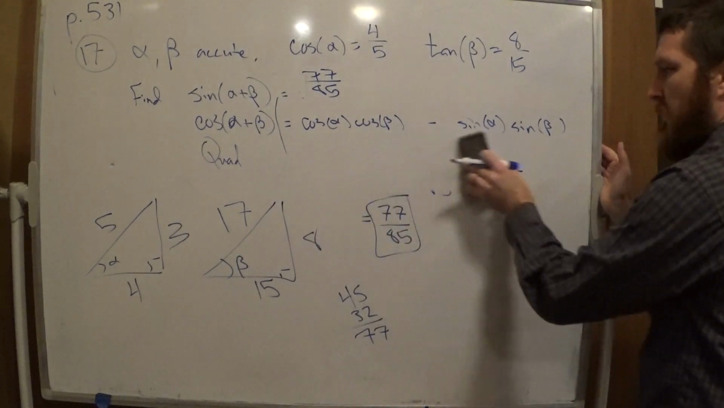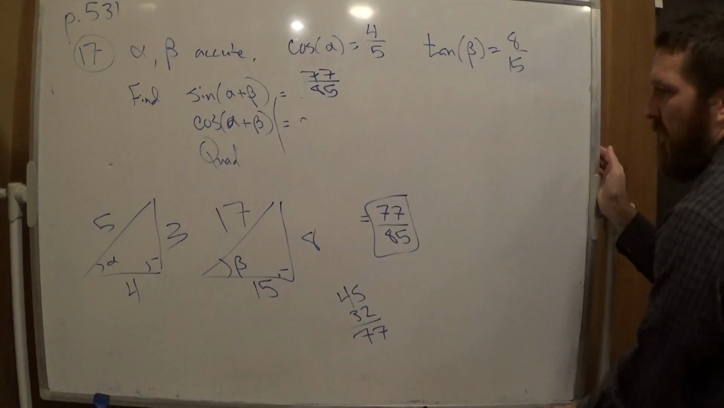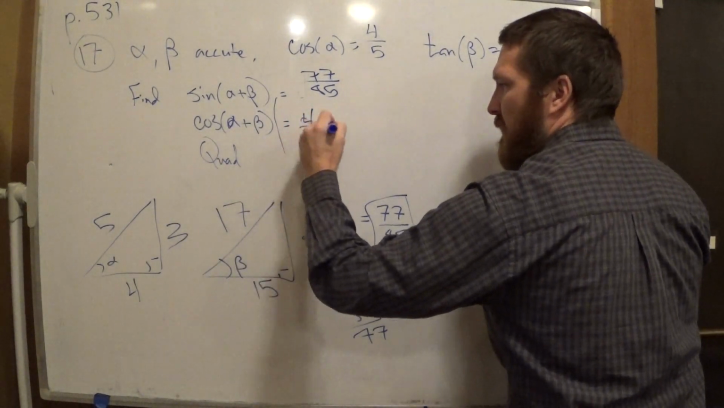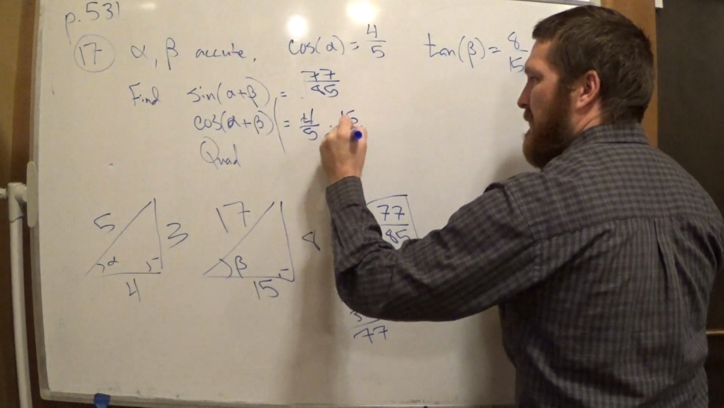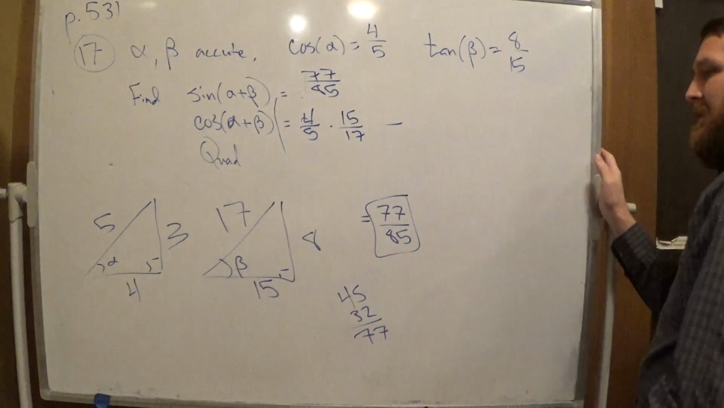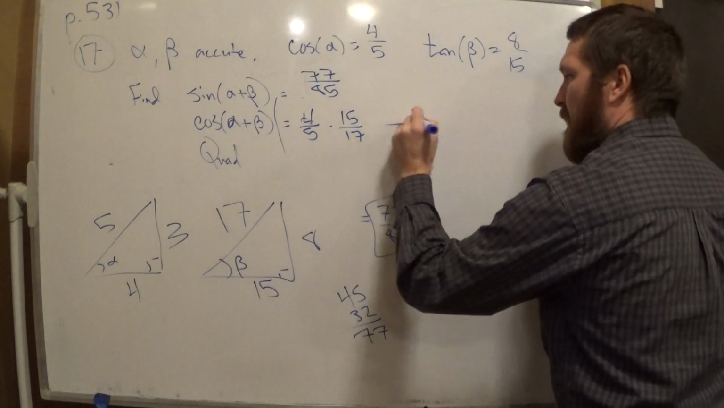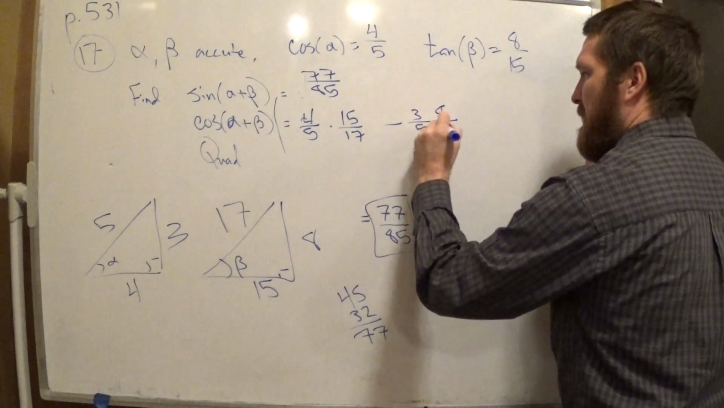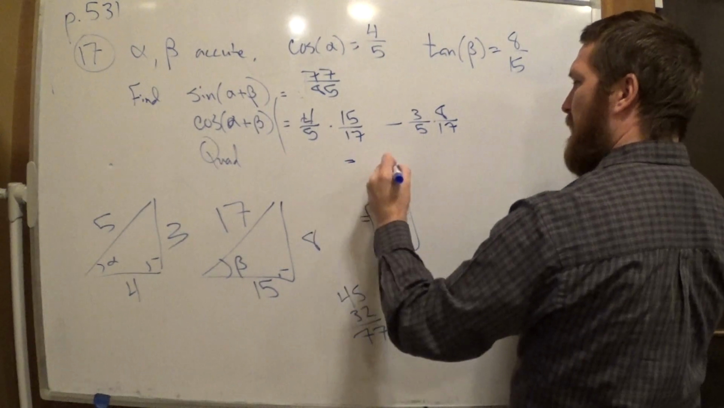So, well, okay, it's cosine one, cosine the other, right? So cosine is 4/5. Cosine of this is 15/17. Minus, then it was sine, so 3/5. And then sine of that one, which is 8/17. Which again should all be over 85.